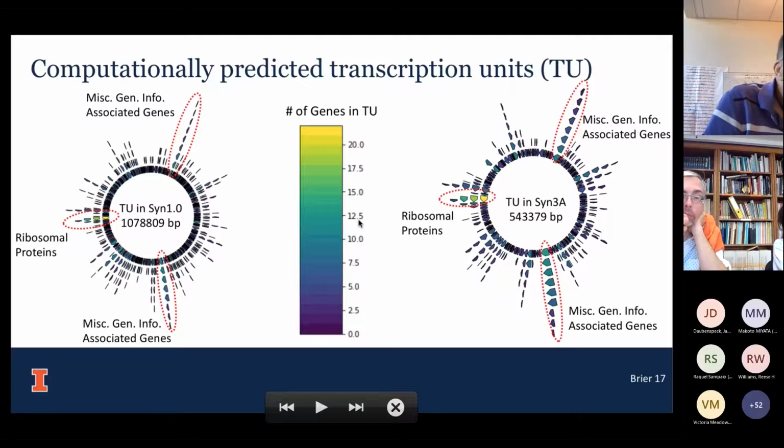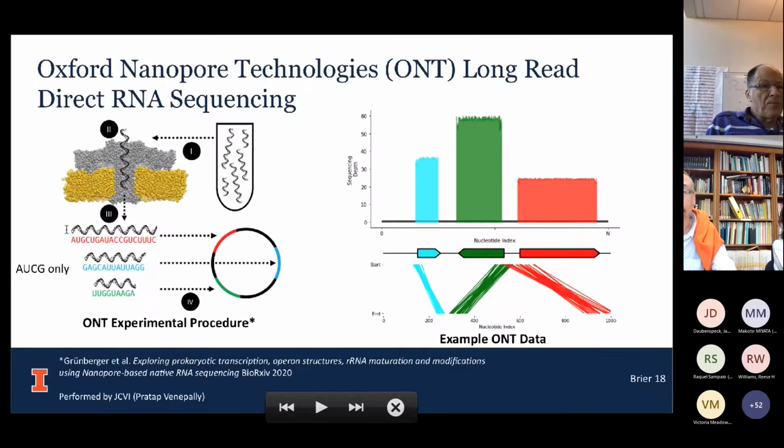What I'm showing here are some circled regions where the transcription unit architecture is pretty much identical between the two species. You're also seeing that the number of genes within the transcription units can vary from approximately 1 all the way up to 21, the largest, which is this ribosomal protein genomic region I have identified. With these computational predictions, the next step is to try and validate them experimentally.